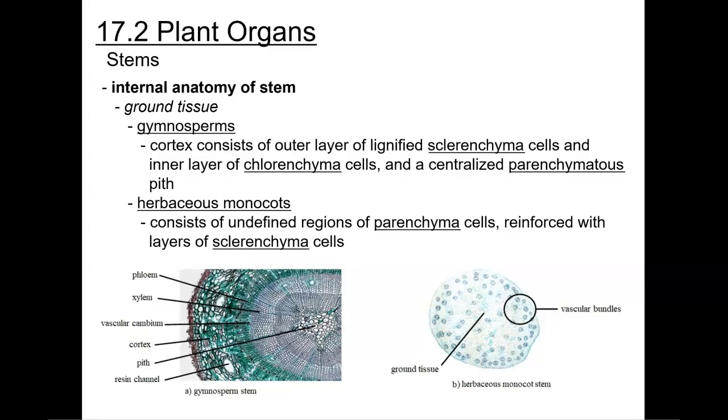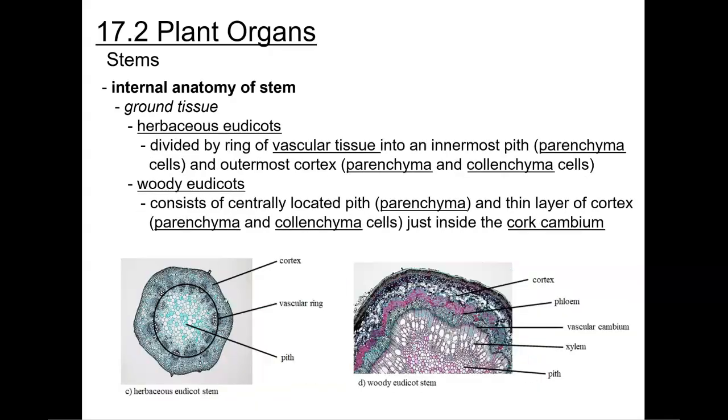The herbaceous monocots are going to consist of undefined regions of parenchyma cells that are going to be reinforced by layers of sclerenchyma cells. And so that's going to be the one that you see over to the right. Herbaceous eudicot ground tissue is going to be divided by a ring of vascular tissue into an innermost pith, and that's going to be made up of parenchyma cells. The outermost cortex is going to be made up of parenchyma cells and collenchyma cells.